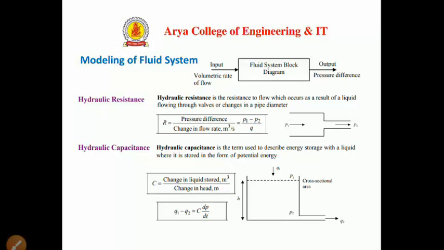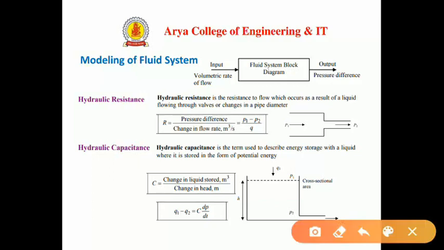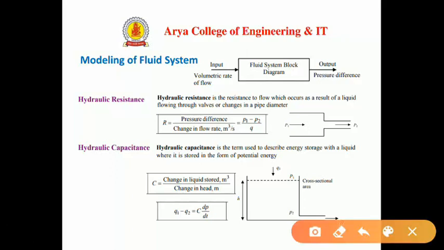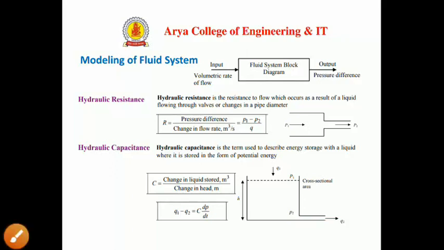In this video we will start with the modeling of fluid system. So we have a basic block diagram of fluid system. There is an input in the form of volumetric rate of flow, and there is output of pressure difference. This is the block diagram of fluid system. In the fluid system we also have three elements: hydraulic resistance, hydraulic capacitance, and hydraulic inertance. We will discuss one by one.